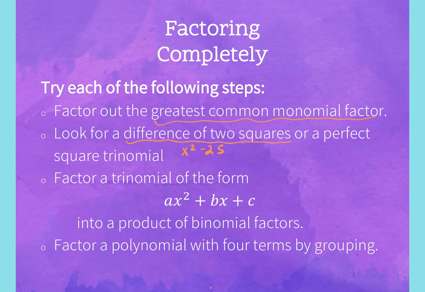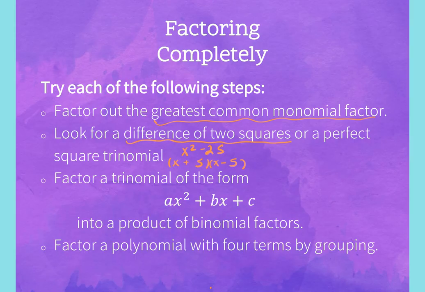There's a minus between, and when we factor those, we set up two sets of parentheses. In the first place in each set of parentheses, we square root that first term, so the square root of x squared is x. Then we square root the second term, the square root of 25 is 5. One of these parentheses gets a plus and one gets a minus. Order doesn't matter there. When we FOIL this back out, we would have a positive 5x and a negative 5x, they would cancel out, and that's why there's only two terms.